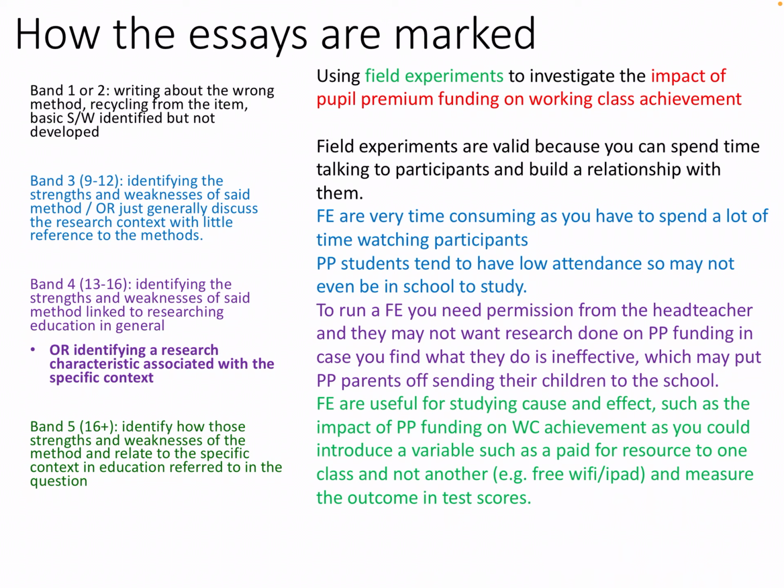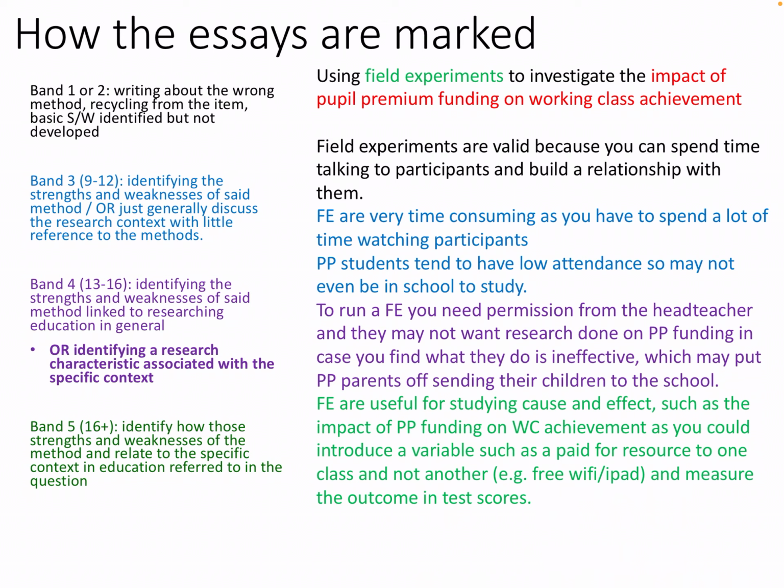Finally, band 5 is when you can get 16 marks and above, which roughly is about an A and above, or a B, depending on which grade boundaries you're using. A band 5 point is where you've identified how those strengths and weaknesses of the method relate to the specific context in education referred to in the question. The question I'm giving you the example of is the impact of pupil premium funding on working class achievement. So here, I've done a band 5 point for you.